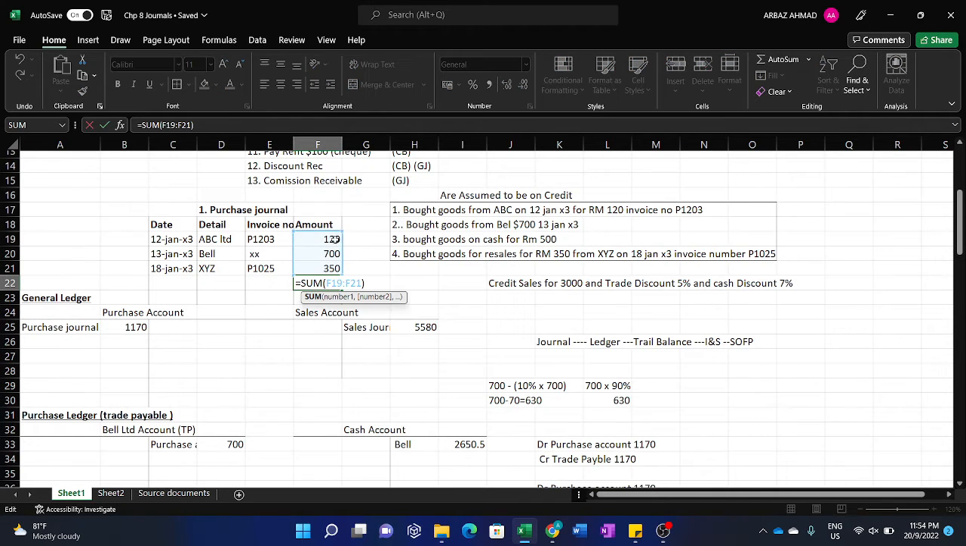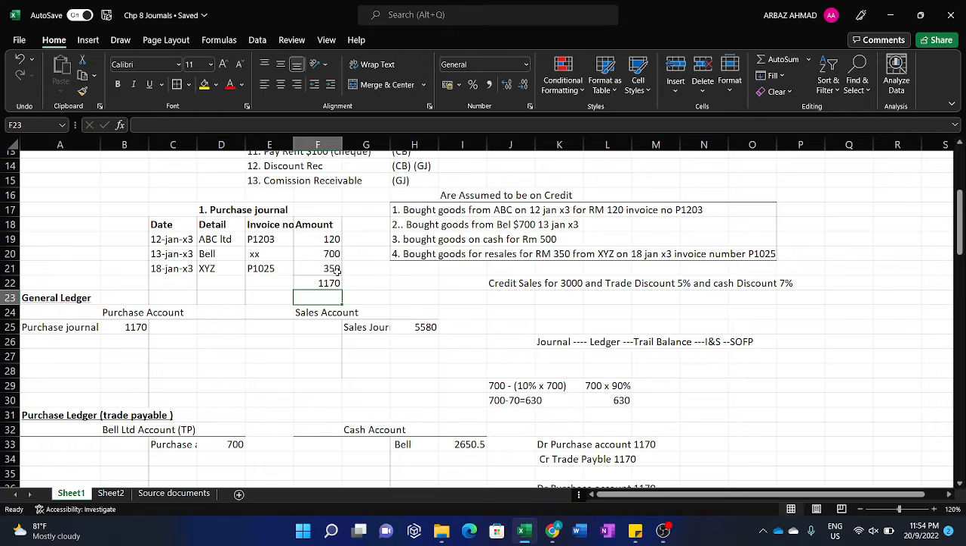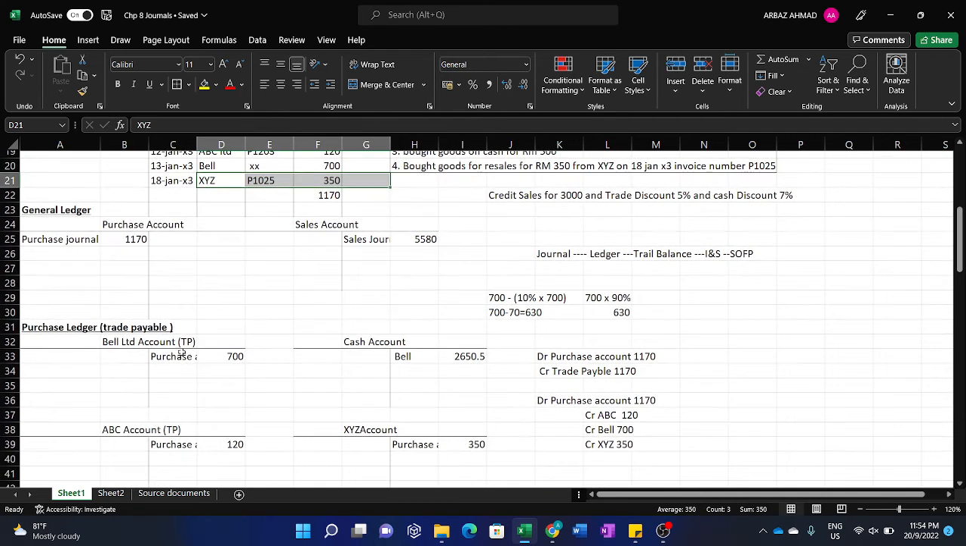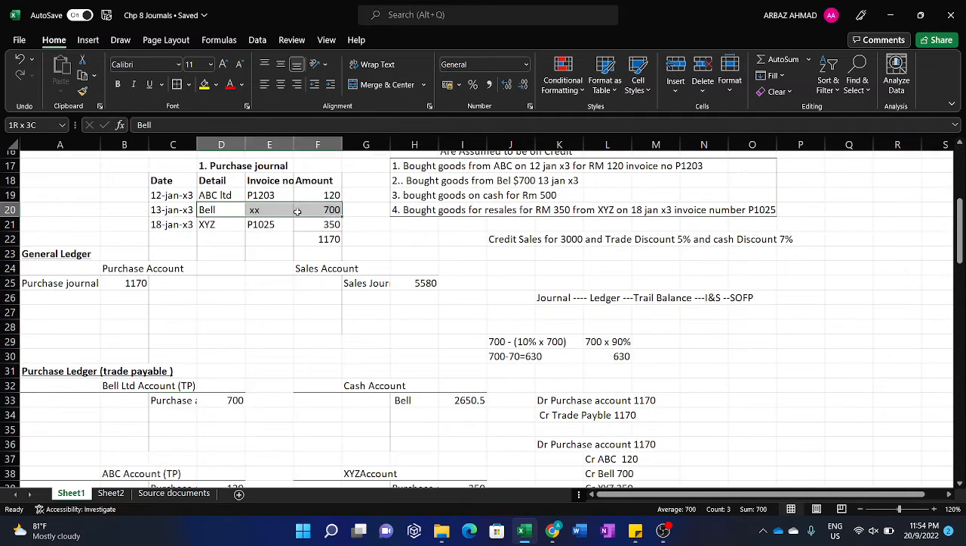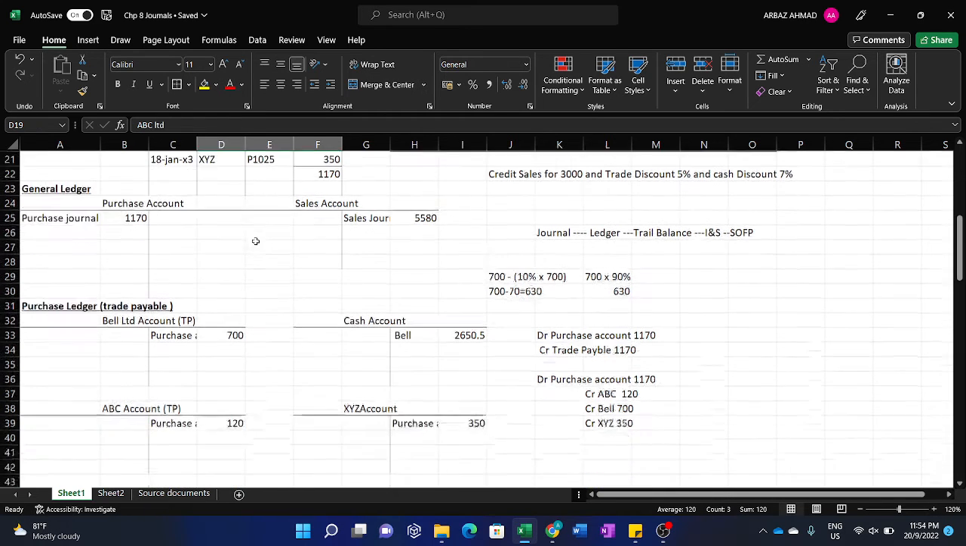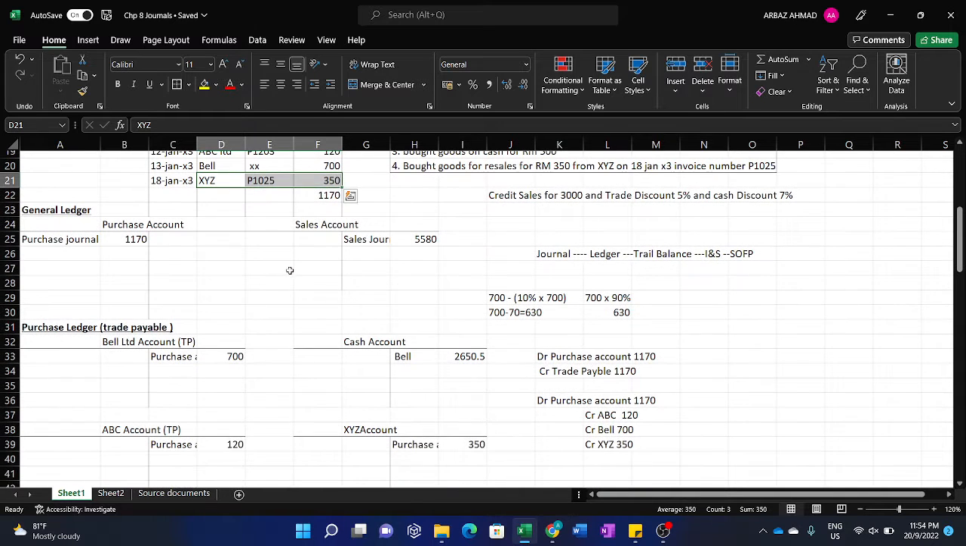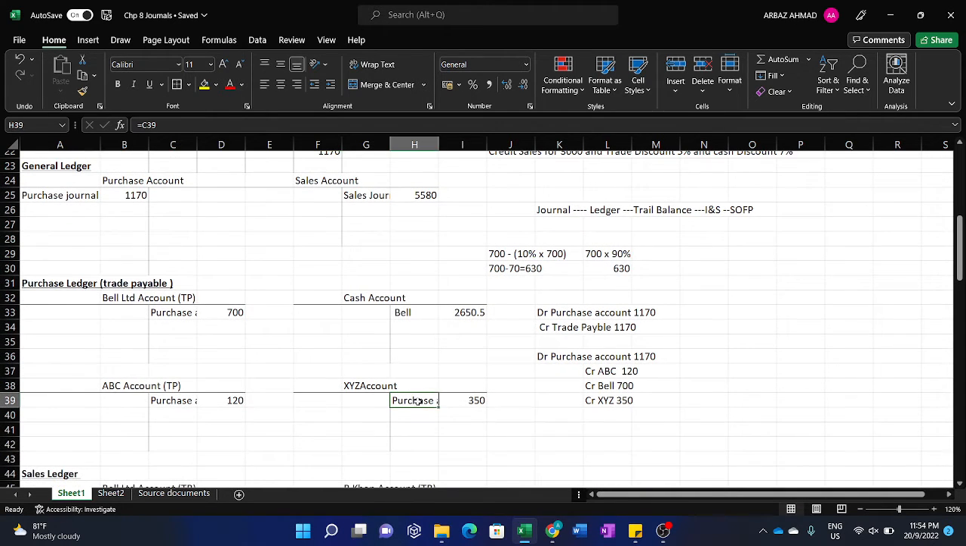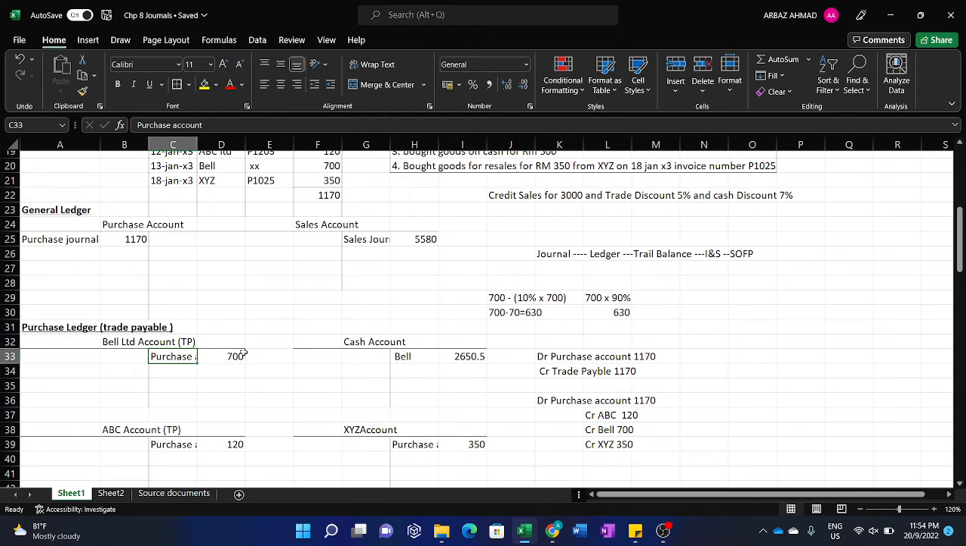Then the allocation of the total, which is this, I have just added it. So this plus this plus this, you should be getting this one. The allocation of this particular transaction, I'm going to record into separate accounts. So 700 belongs to Bell, 120 belongs to ABC Limited, and I owe XYZ 315. So the classification here is going to be purchase account.